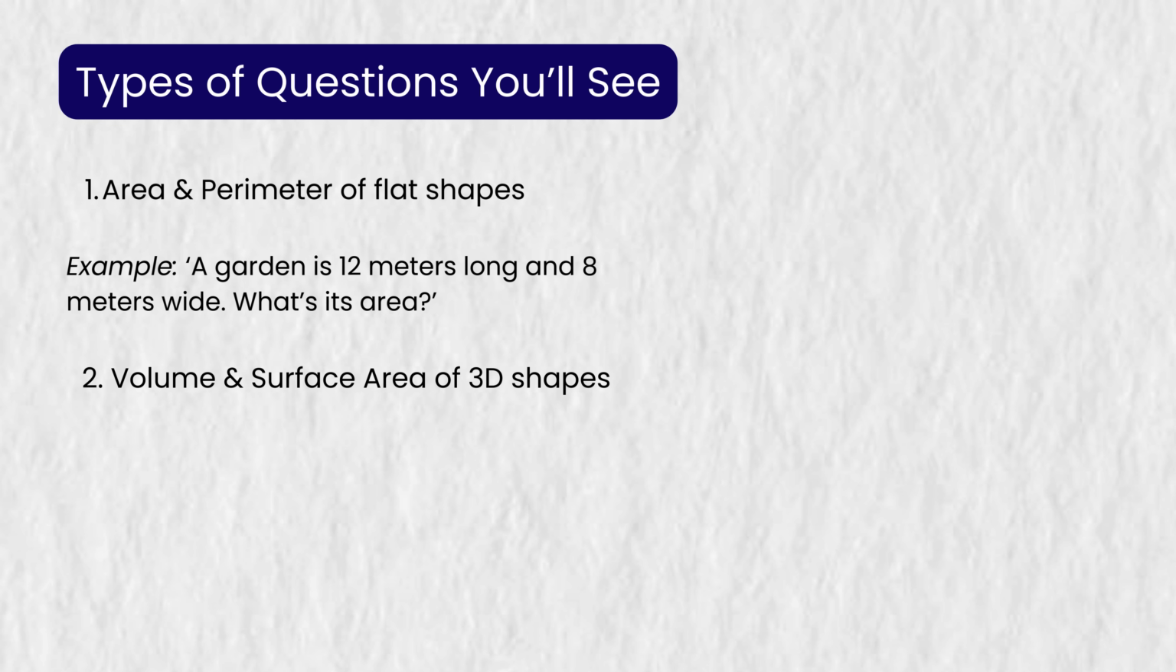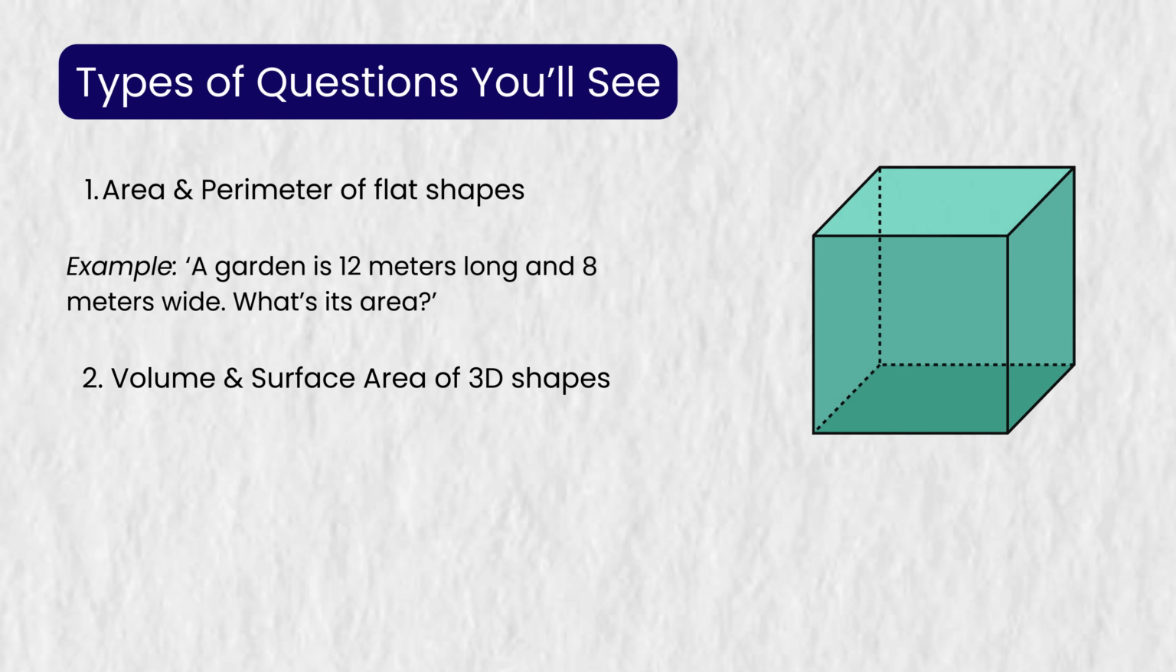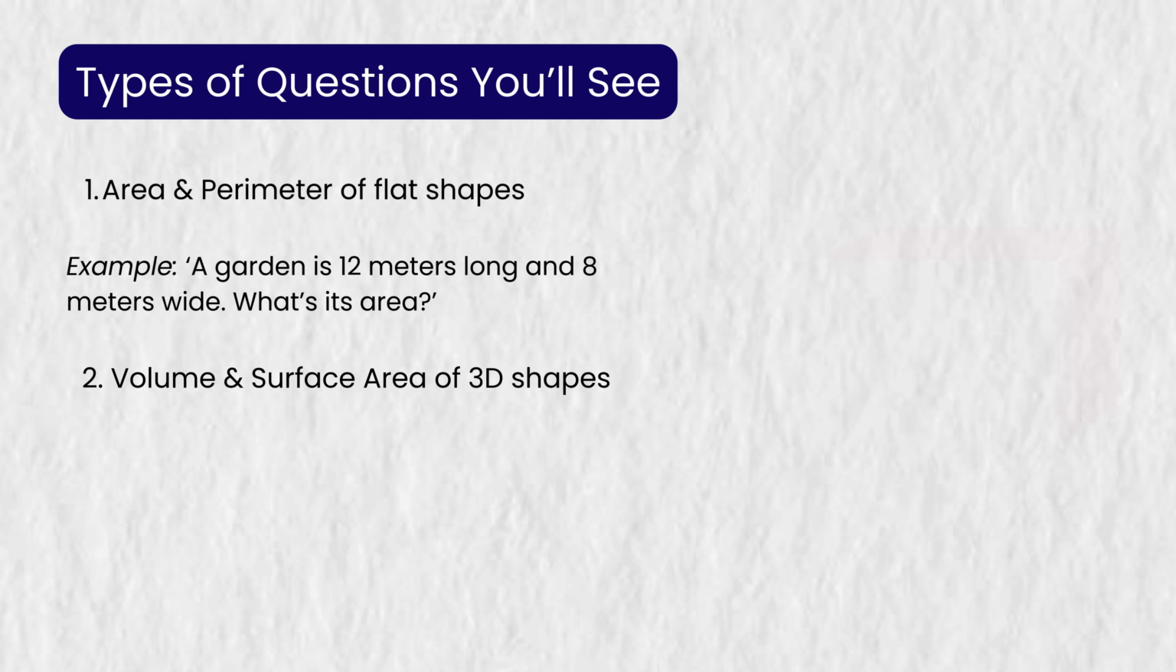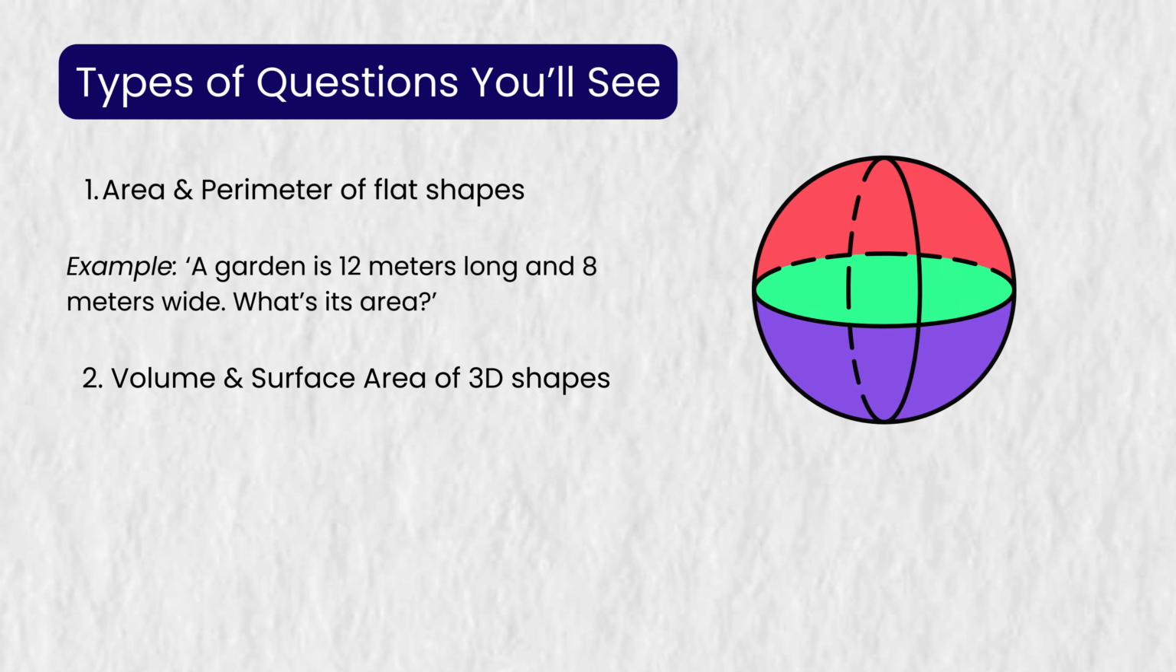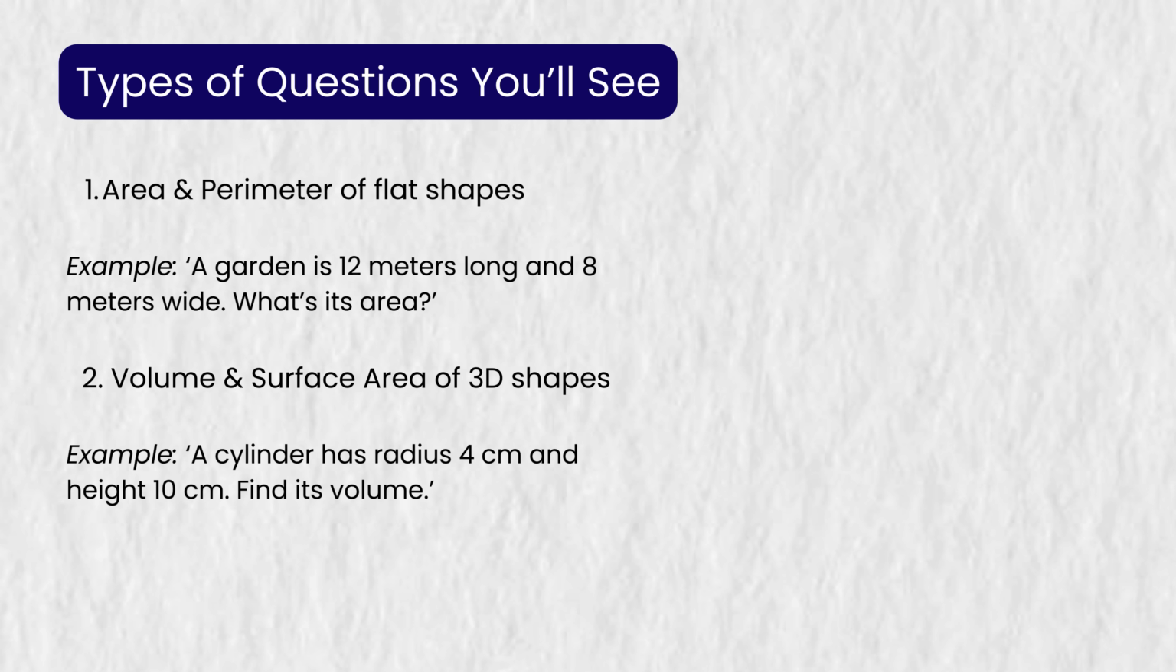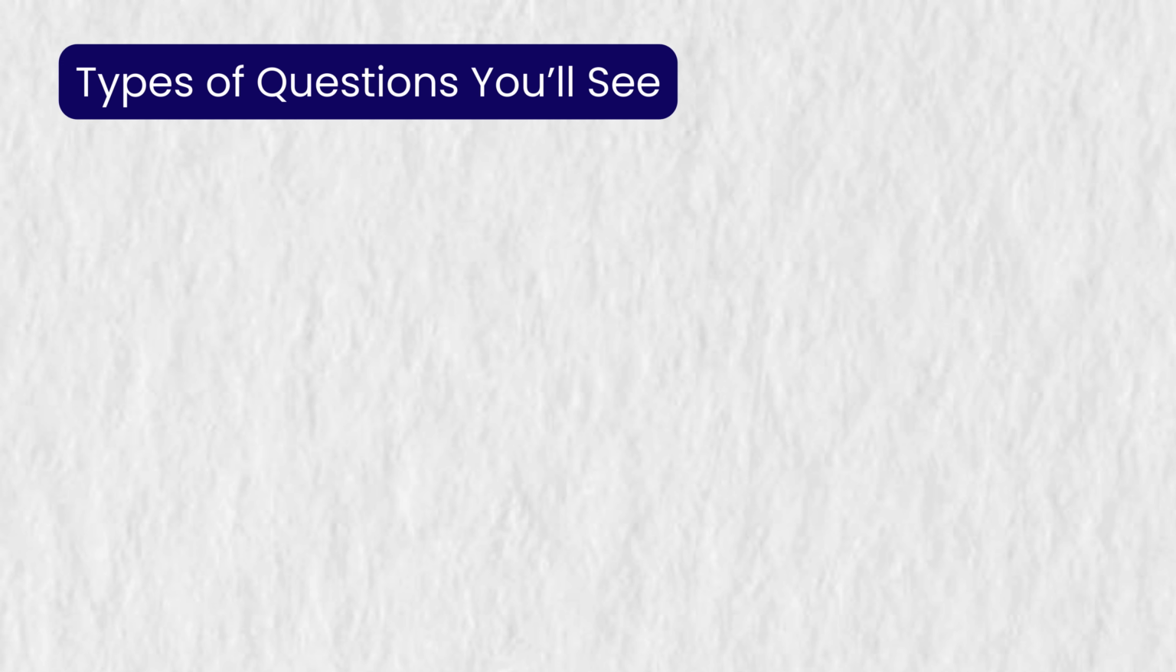These questions often describe 3D objects: cubes, rectangular prisms, cylinders, and sometimes spheres. Example: a cylinder has radius 4 centimeters and height 10 centimeters. Find its volume. That's a volume problem.